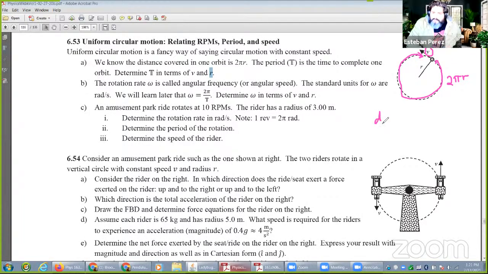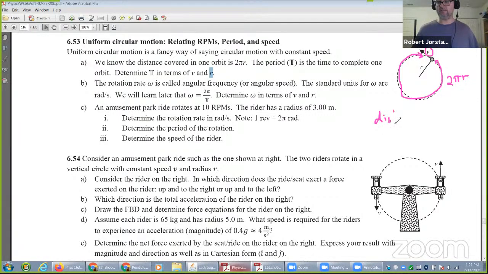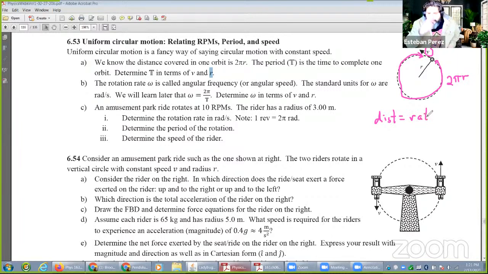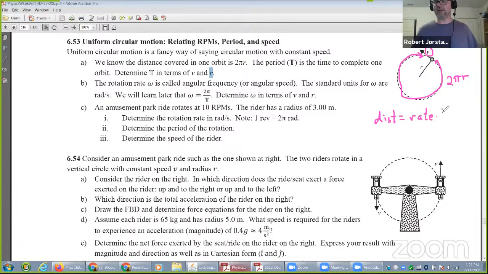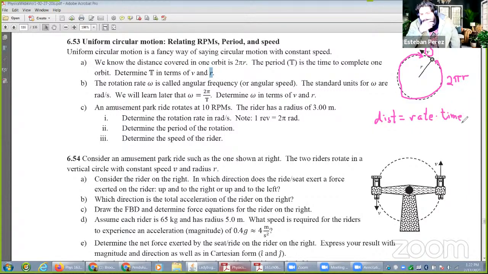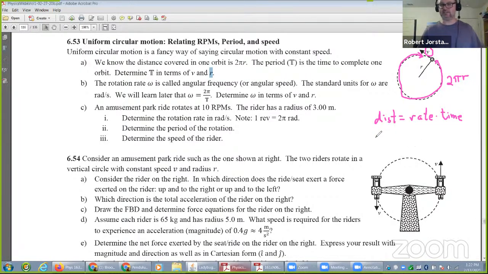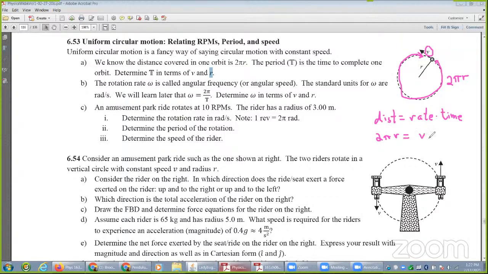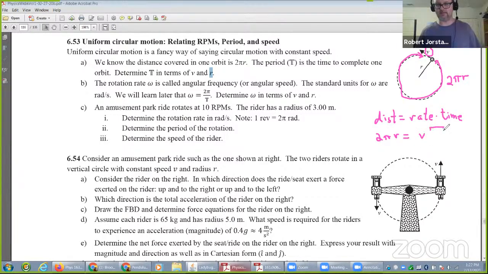While you're doing that, I'm going to write distance equals rate times time. So you got meters and then meters per second. I'm going to let you go ahead and figure that out while you're on the right track. I think you're going to get it. So let me run it through this way. The distance is 2 pi r. What's the rate at which you go around there? Somebody other than Esteban. V. Yeah. And then the time to get all the way around.